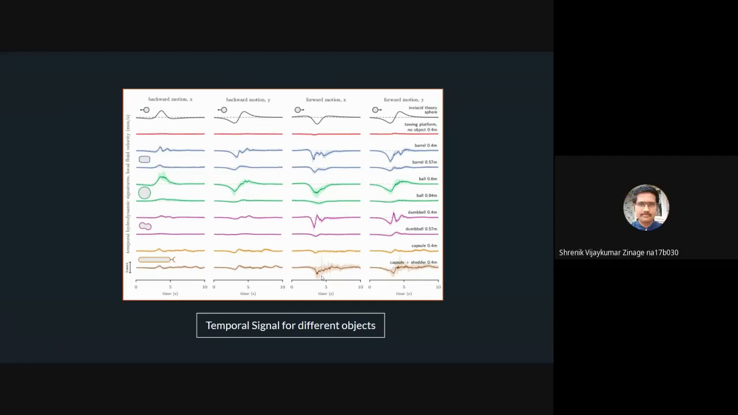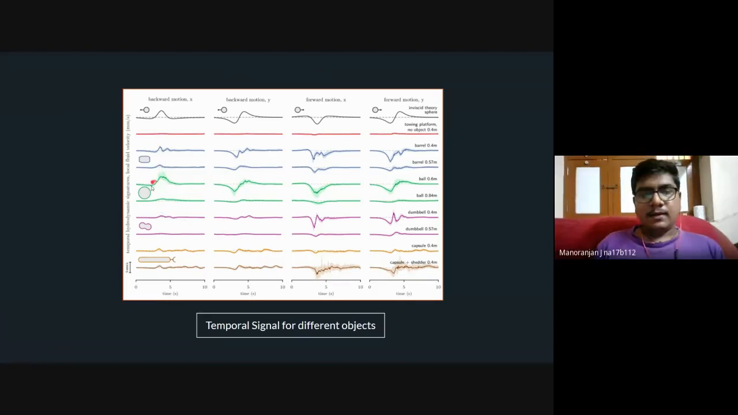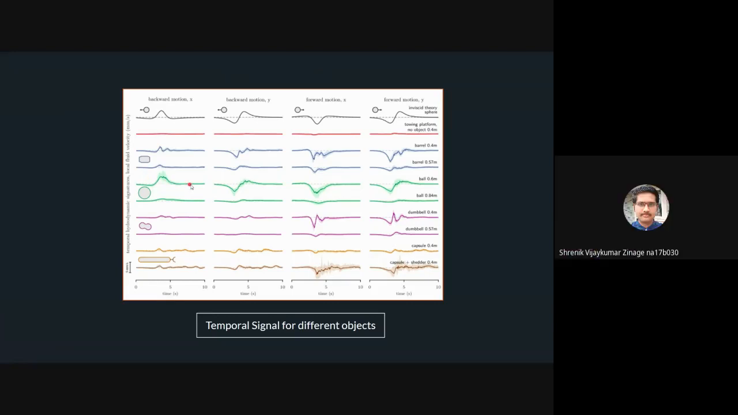Manoranjan, I still didn't get what the temporal signature signifies. Is it the signal that we get over here, the green or the pink signal? Yeah, so this tells how the velocity that is detected by the sensor changes over time. Oh, so it's the velocity of the fluid. Yeah. So temporal basically means whatever is changing with time.